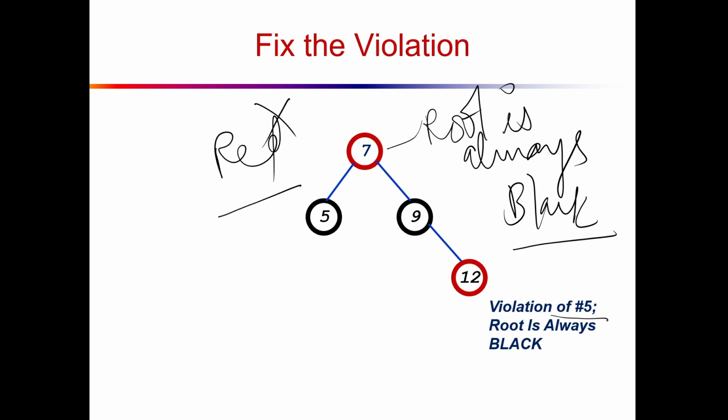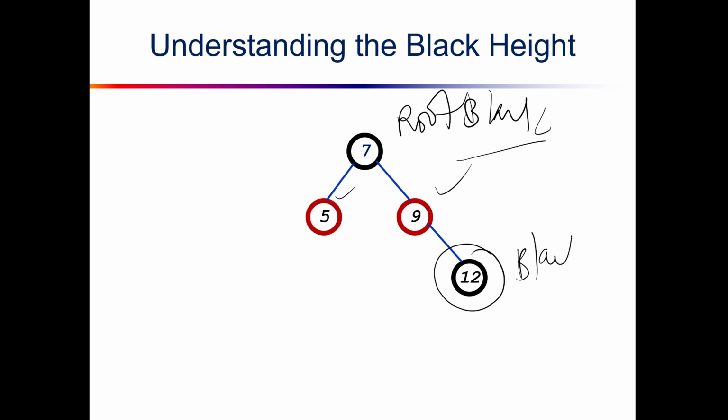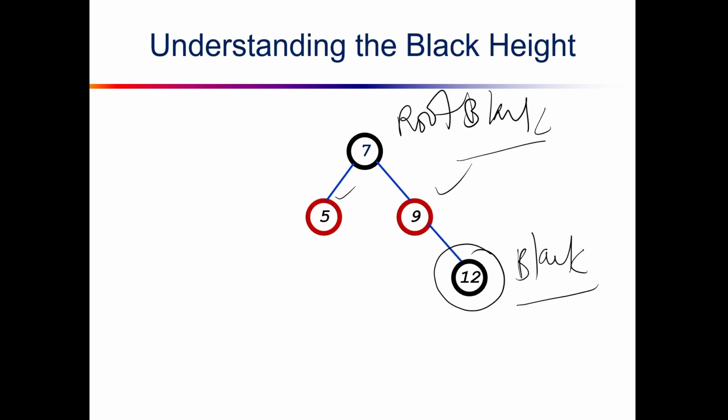Let us think about another option. In case I give my tree this color, I color the root black, that is fine. If I give both children, 5 and 9, the red color, that is also appropriate. If I give node 12 a black color, then what happens? In terms of property number 1, every node is red or black, it is all fine. Every leaf node is black, that is also fine. If a node is red, the children are black, that is also good. The root is also black. But this type of coloring creates a problem.